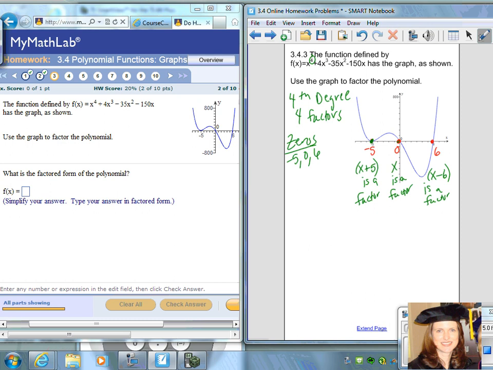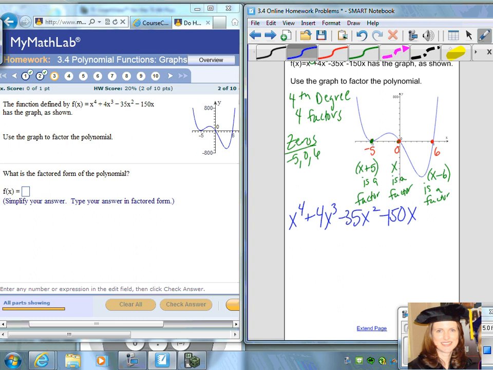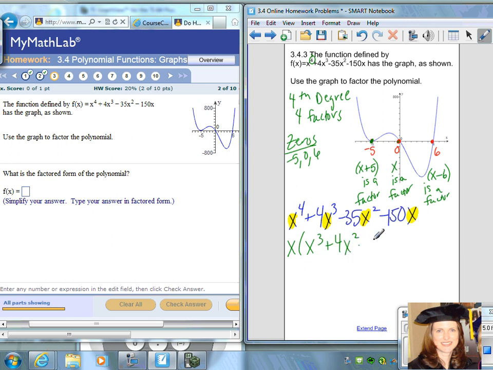Now our polynomial function was x to the 4th plus 4x to the 3rd minus 35x squared minus 150x. Hopefully you noticed that all of these terms have an x in them, so that's a common factor. Factor the x out of all of those and you get x to the 3rd plus 4x squared minus 35x minus 150.